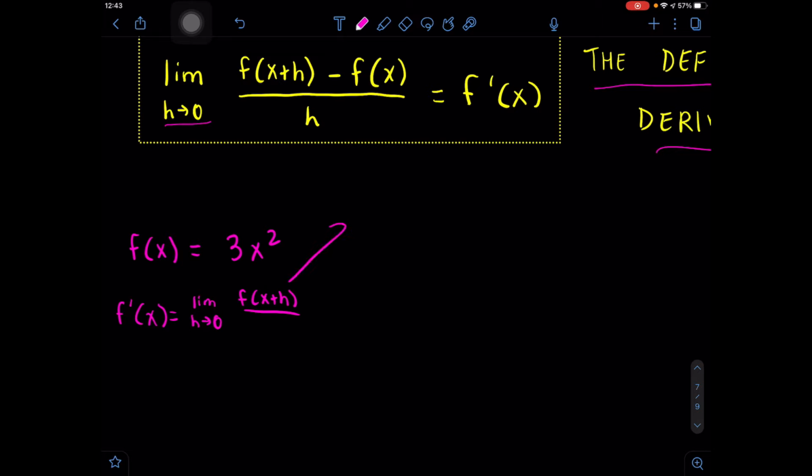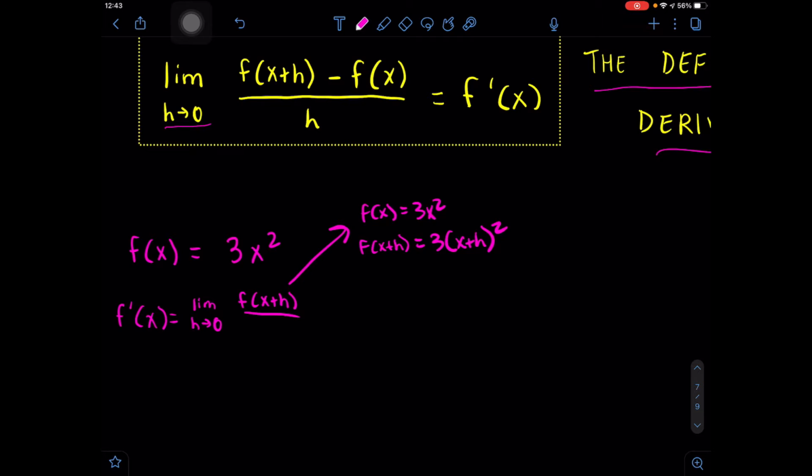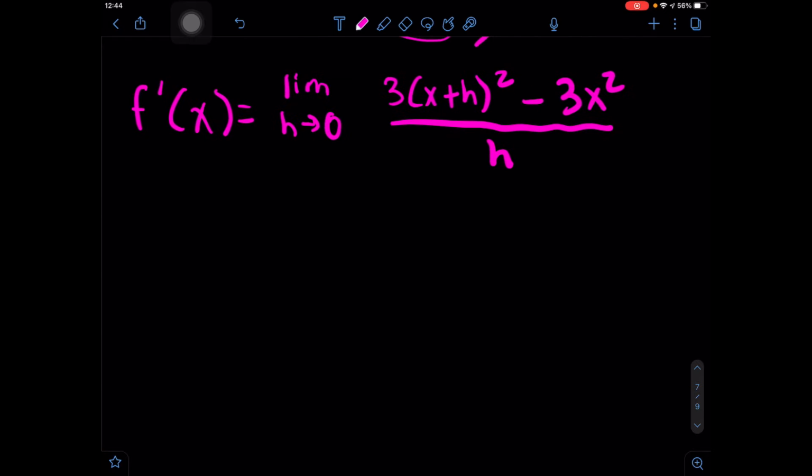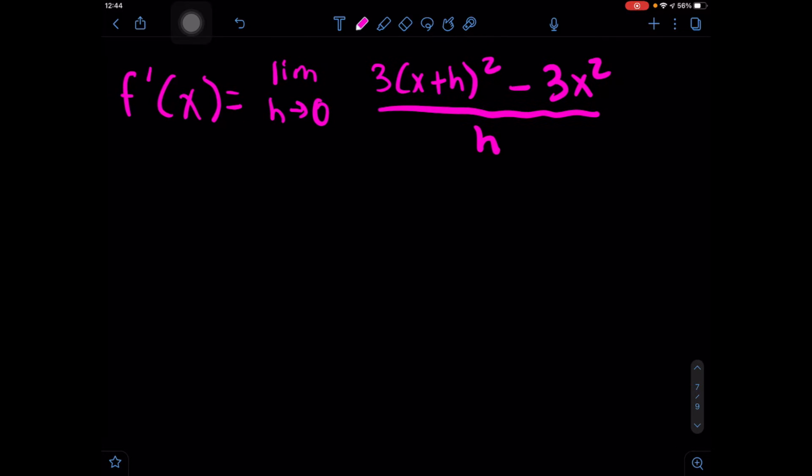So let's just look at this first. If f of x equals 3x squared, then f of x plus h is going to be 3 times (x plus h) squared, since we're just going to put x plus h wherever x is. So instead of writing f of x plus h, we'll just write 3(x plus h) squared. Then next it says minus f of x. So minus, here f of x is just 3x squared, all over h.